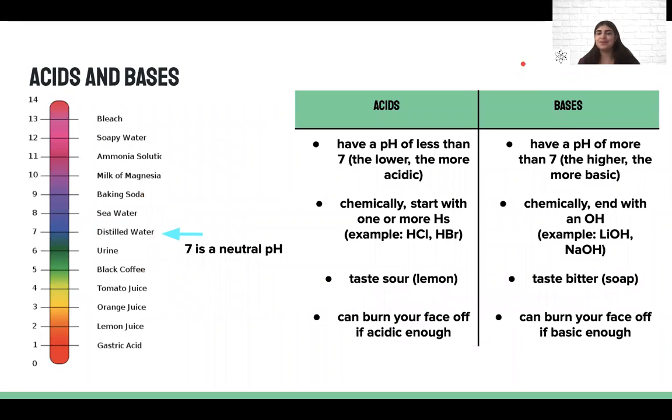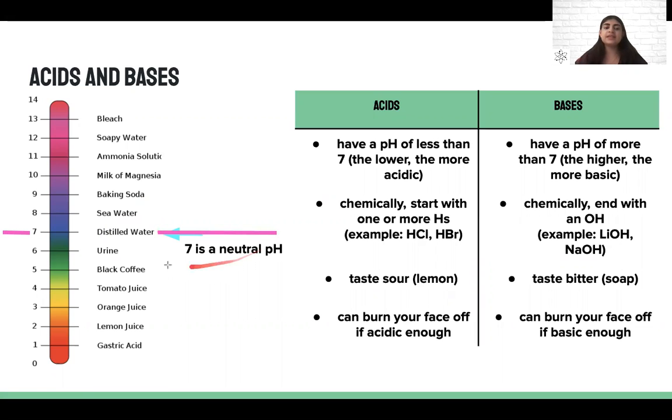Okay, so I said that we were going to talk a little bit about acids and bases, and we are going to talk about it. So you may or may not have heard of something called the pH scale. So here it is, and the pH scale is basically a measure of how acidic or how basic something is. So right here, we have a pH of 7, and a pH of 7 is a neutral pH.